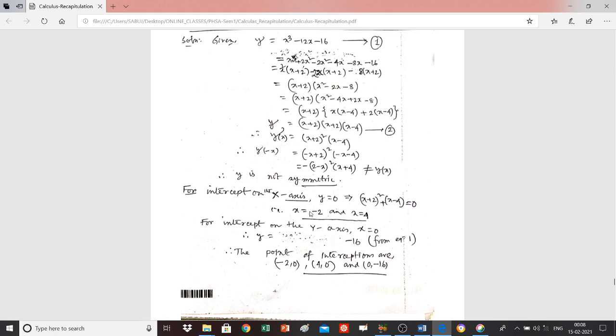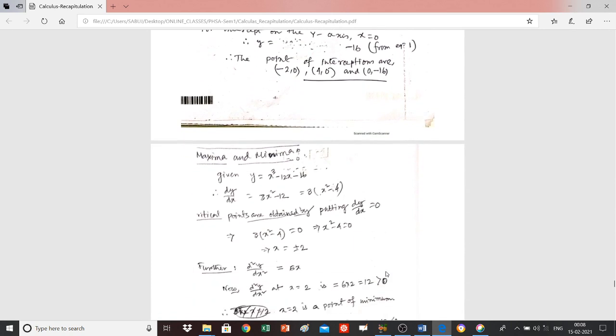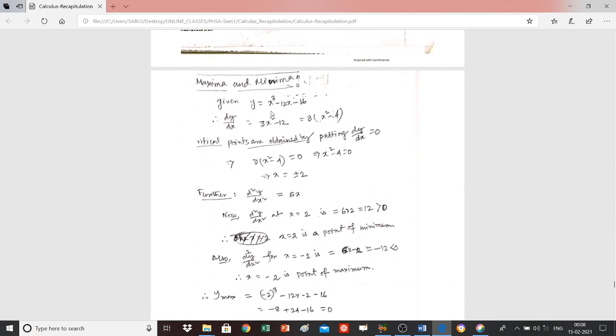Now for the intercept on the y-axis, x becomes 0. Using x equal to 0 in this expression, I finally obtain y equal to minus 16. From equation number 1 it is very easy to calculate. So the point of intersection on the y-axis is (0, minus 16). So (minus 2, 0) and (4, 0) are the intercepts on the x-axis, and (0, minus 16) is the intercept on the y-axis.